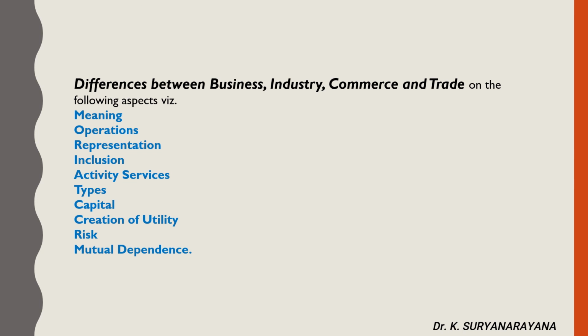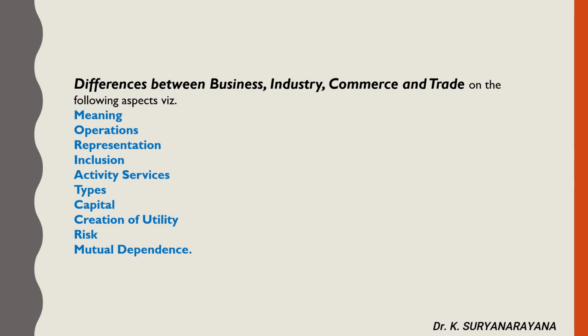Coming to the capital requirement, high amount of working capital is required for a business. Higher amounts of working and fixed capital are required for a large scale industry. Greater working capital and less fixed capital is required for commerce, and less working capital is required for trade. Creation of utility: business builds production utility, marketing and distribution utility, and finance utility. Whereas industry focuses on the form utility. Commerce builds not only place and time utility, it also has possession utility, as trade is one of the components of commerce. And trade builds the possession utility through buying and selling.